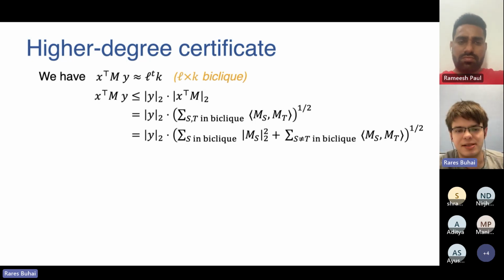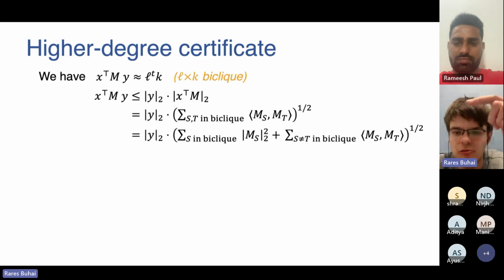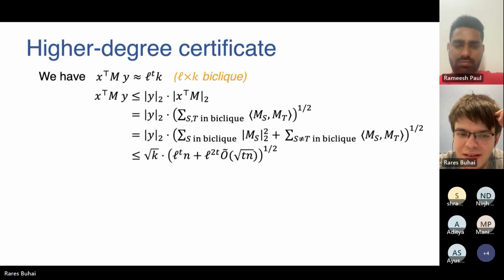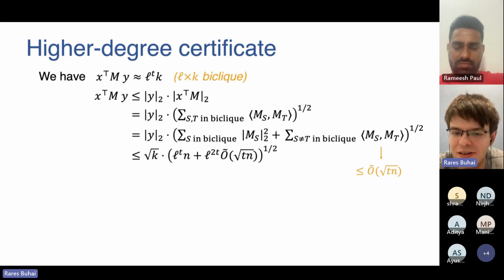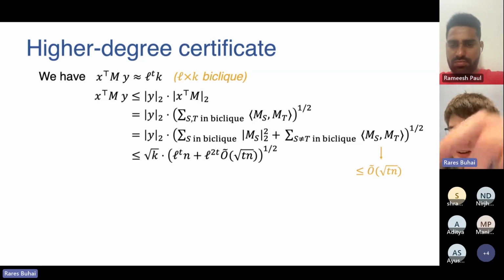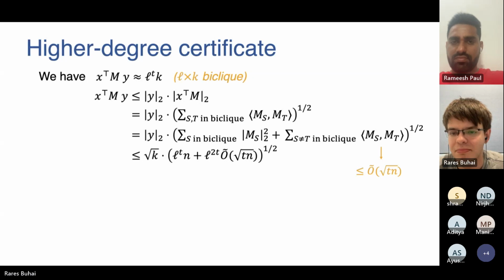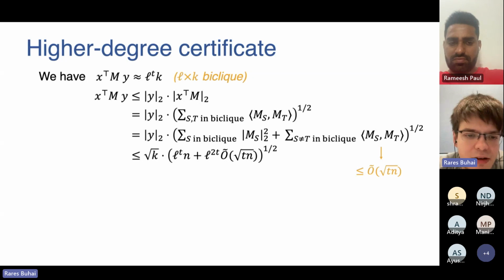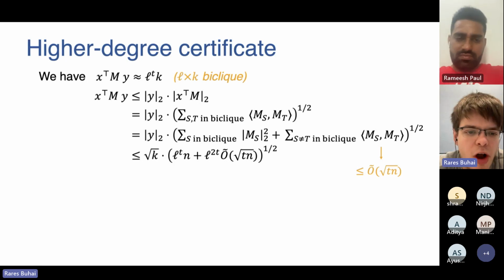Now I'm going to separate this into the part where S is equal to T and the part where S is different than T. I'm going to observe that when S is different than T, sorry, I think there was an issue here. Just look at the orange part now. So when S is different than T, this inner product, by the certificate, is bounded by root t times n, because that's what we assumed in the certificate. So then overall, what do we get? Well, the norm of Y is bounded by root k.